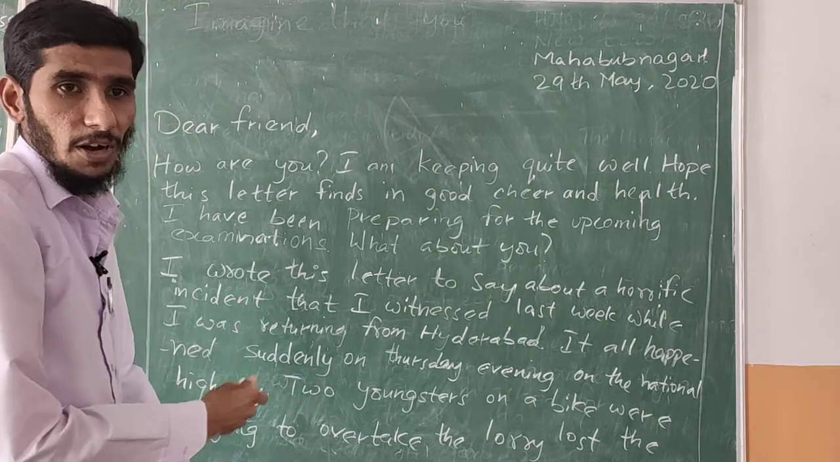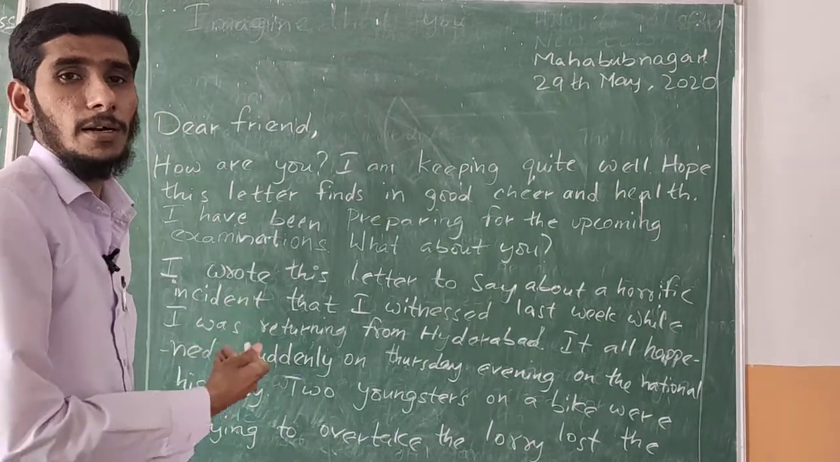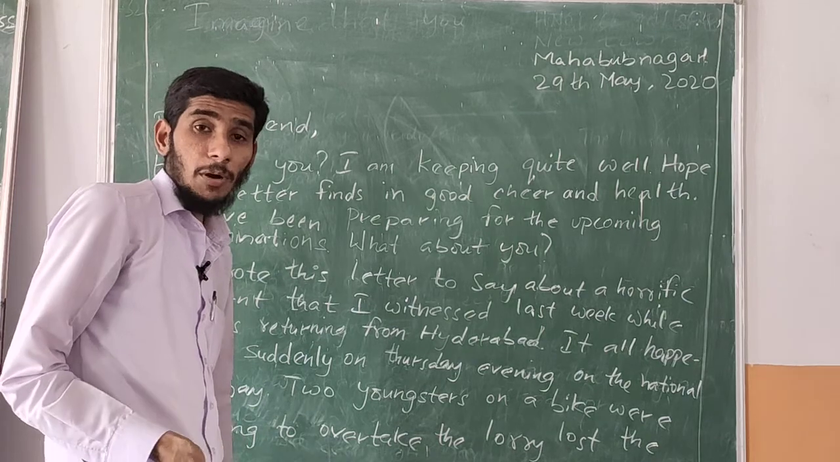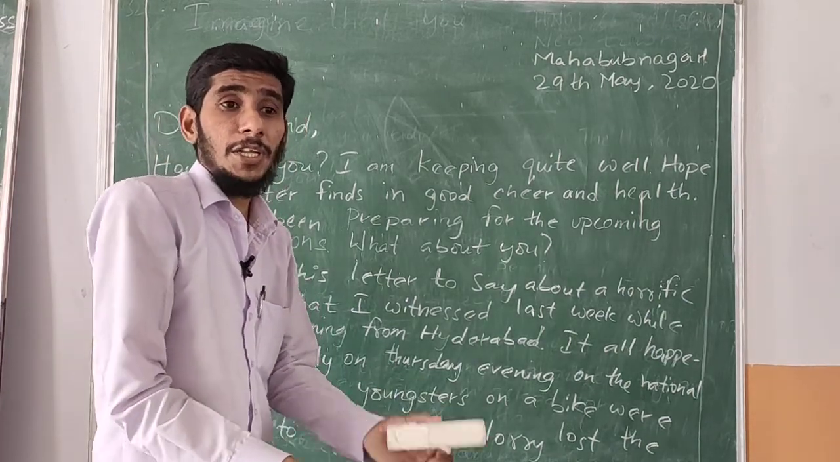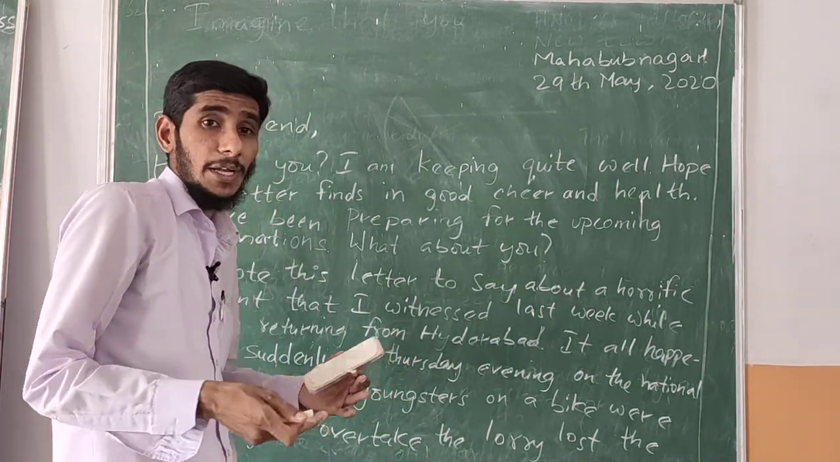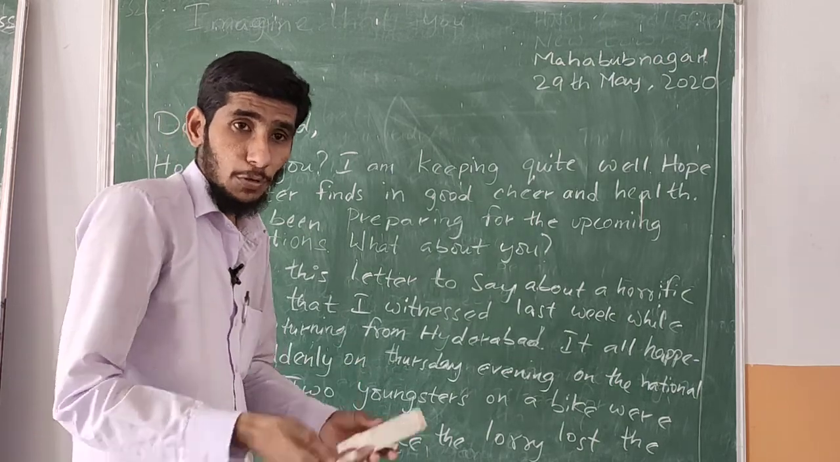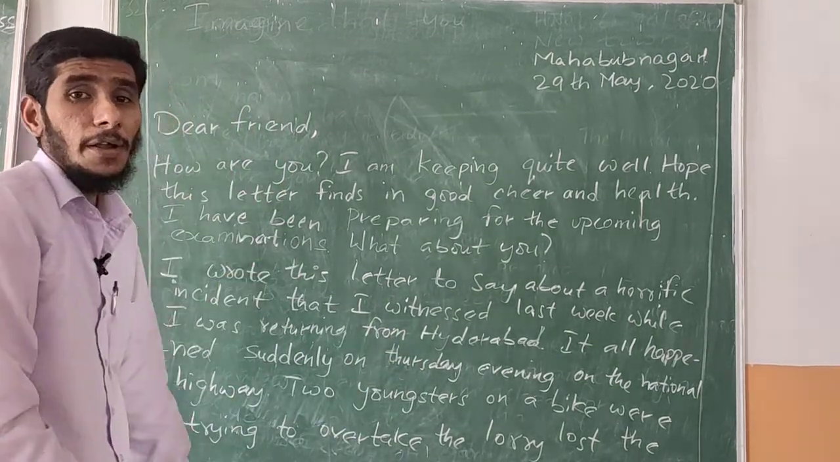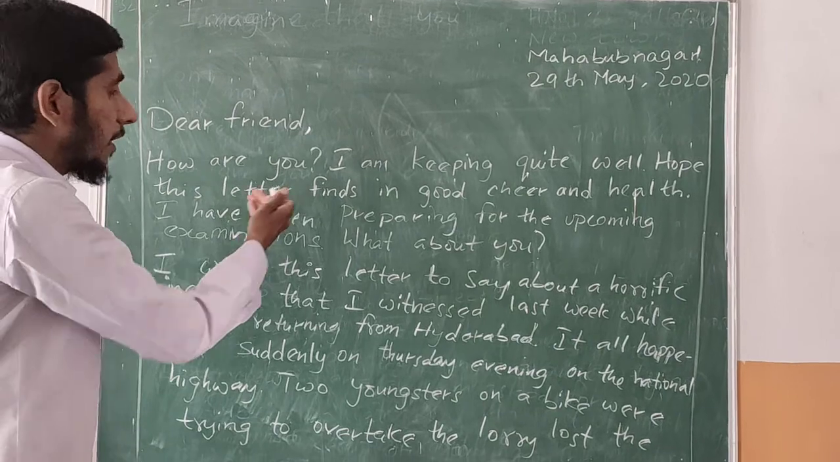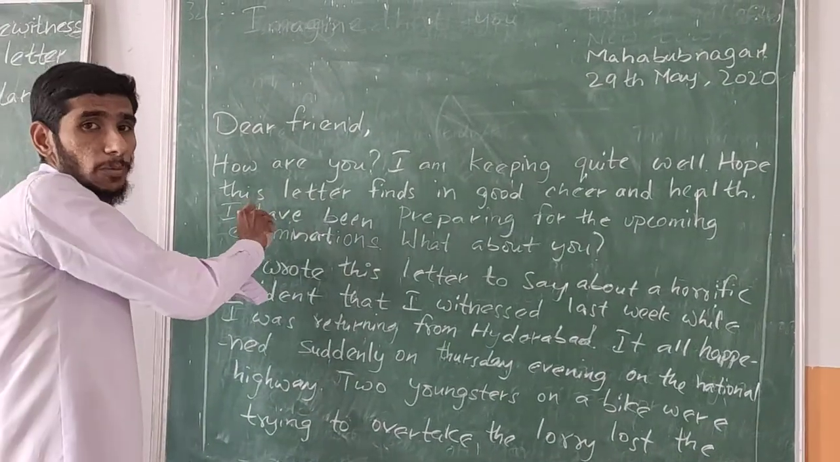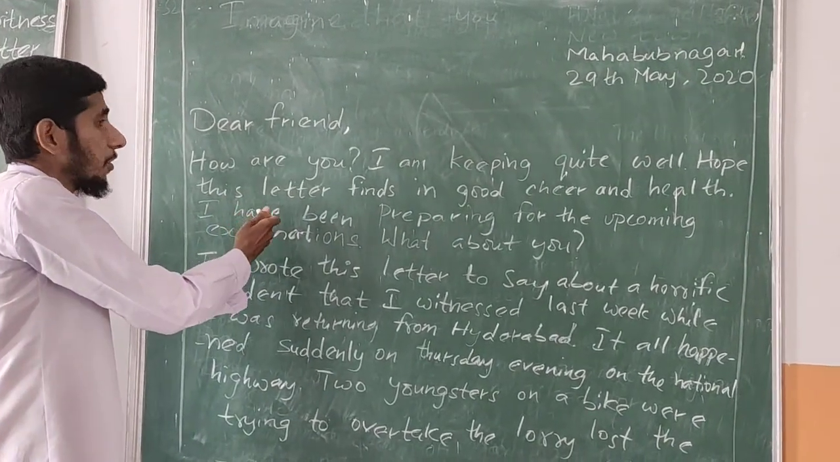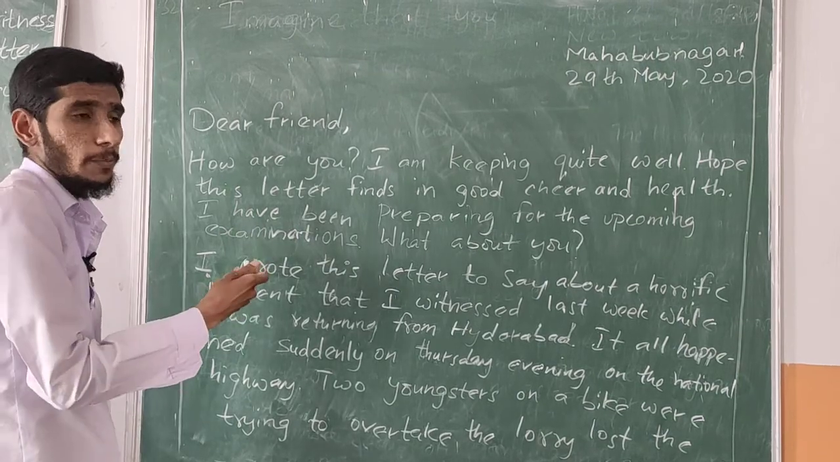Dear friend, dear father, dear mother, dear aunt, dear uncle, my dear friend. If the name of the friend is mentioned in the question, then write the name. Suppose you are writing a letter to a friend whose name is Ravi, then you have to write Dear Ravi. That is the salutation. And this is the body of the letter, the introduction. Begin with a proper introduction.